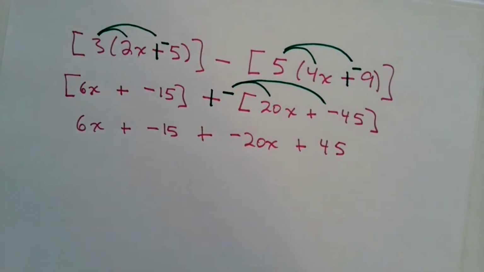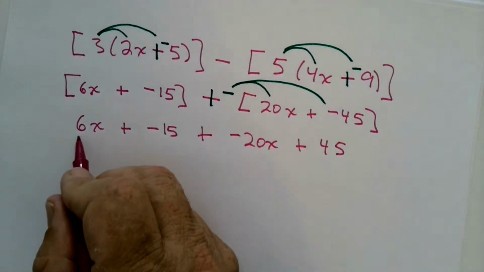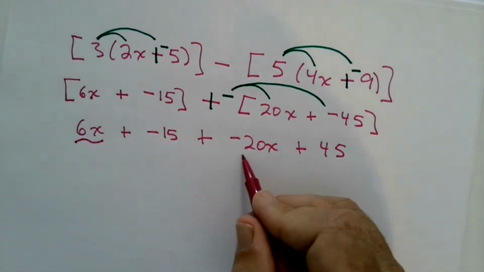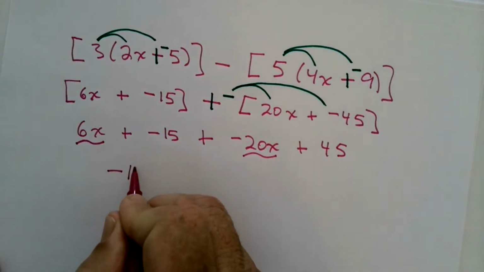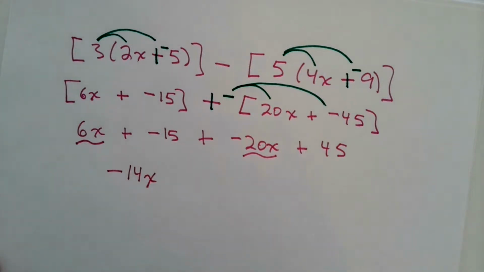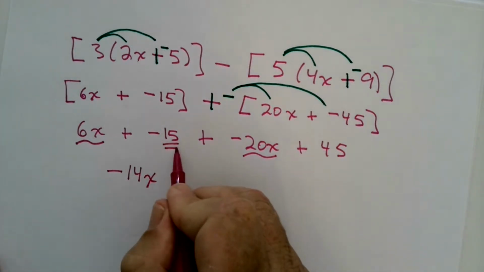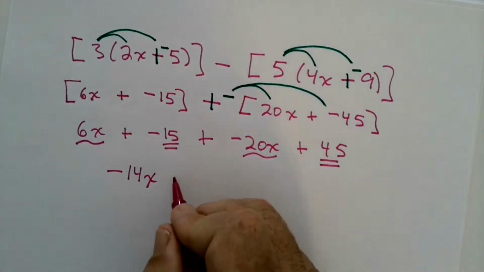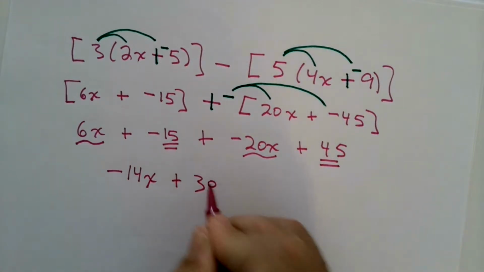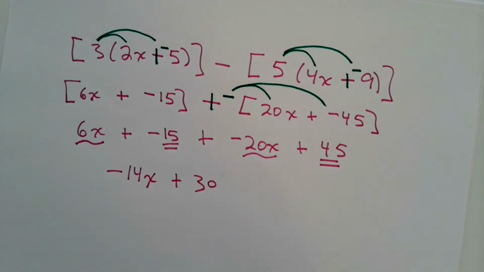And then at this point, we're going to go ahead and collect our like terms. So we look for x's. 6x here, negative 20x there. 6x plus negative 20x is negative 14x. Now we look for the numbers. Negative 15 plus 45: 45 minus 15 is just 30. Plus 30, and that would be our final answer.